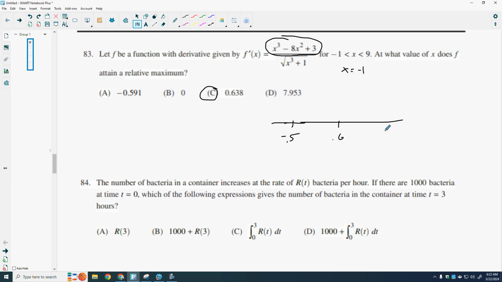0.6, etc., etc., 7.9. Those are my values. This is a cubic, right? So instead of plugging in a bunch of values, visualize your cubic graph going through these points. When x is greater than 7.9, as x goes to infinity, this takes over and it'll be positive. We're coming from here. It's going to pass through, and it's going to go down. Where does it go from positive to negative? Right there.